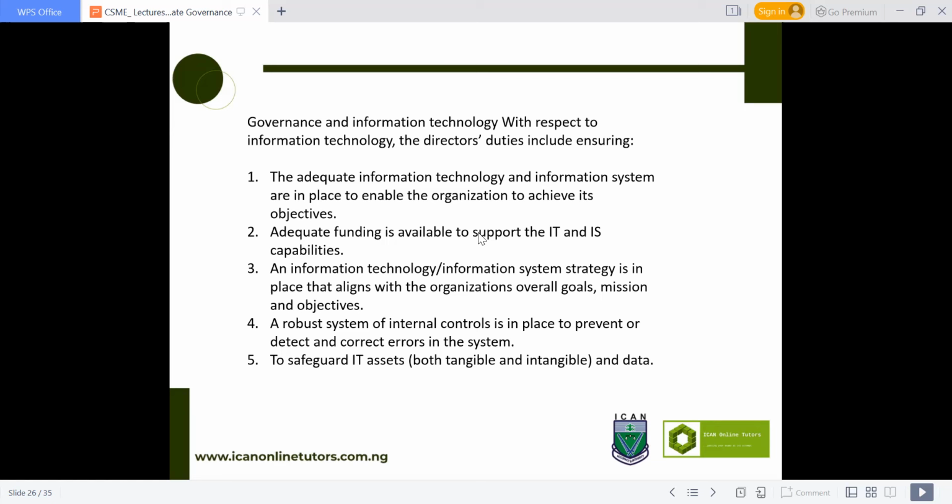So who is responsible to make sure that all these things, adequate funding, the necessary infrastructure, and good internal control to prevent, or detect and correct errors in the system, and safeguarding of our IT assets are in place? It is the director. Okay.